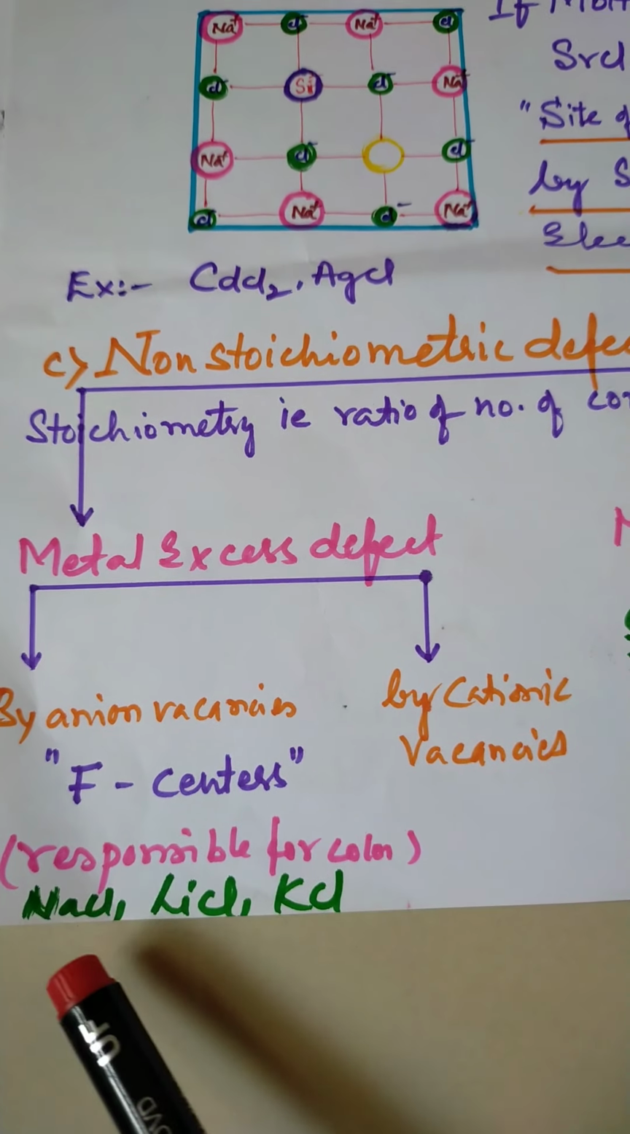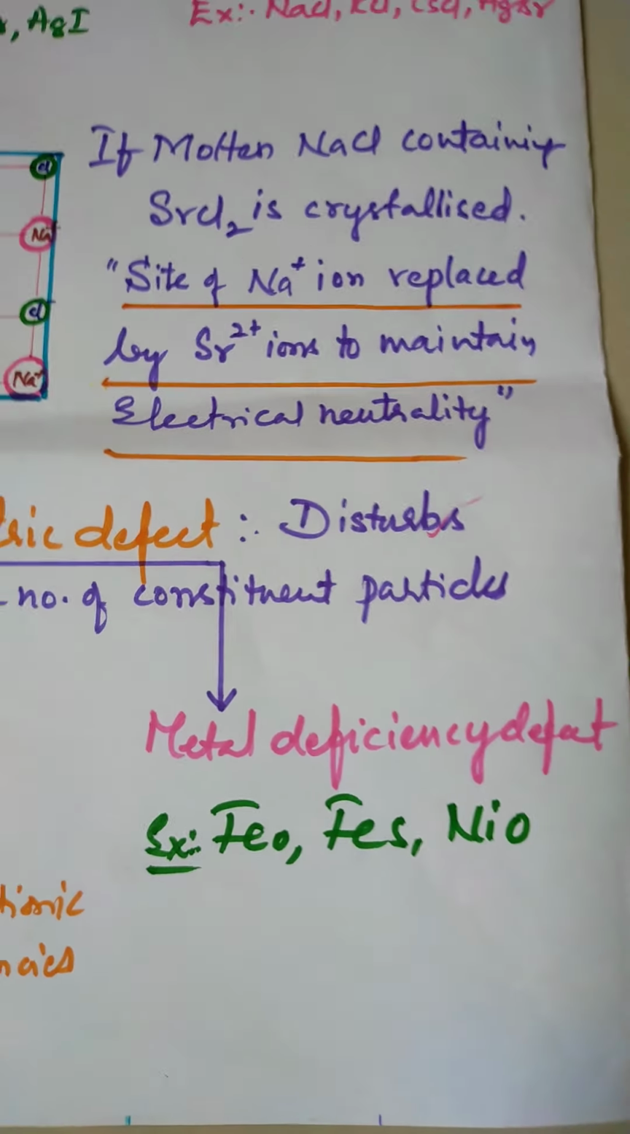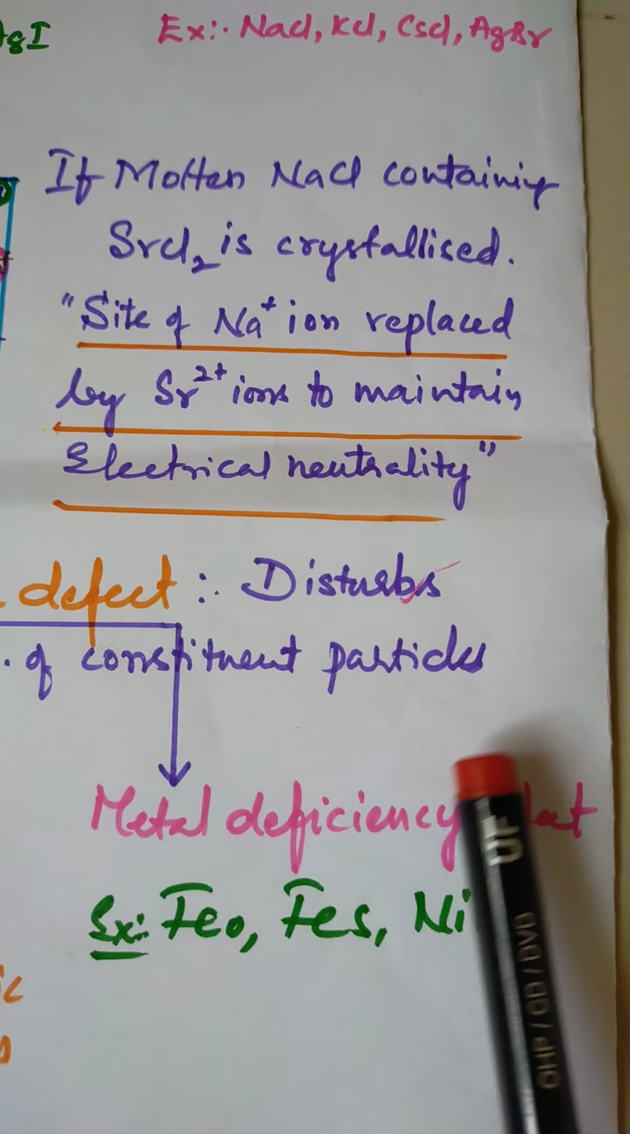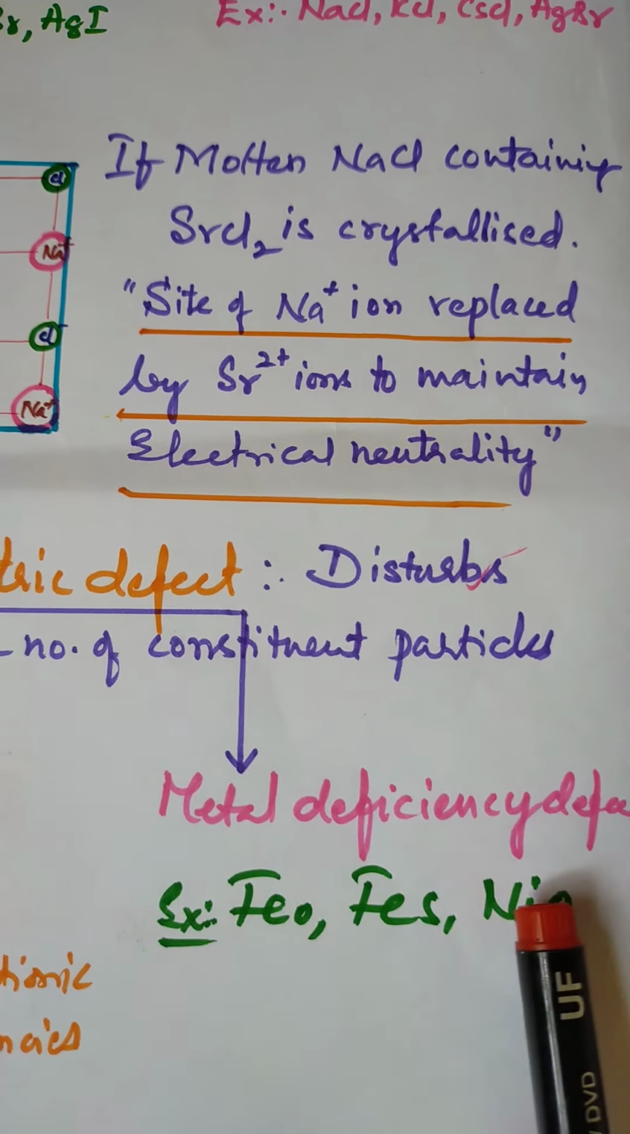It is responsible for the color in sodium chloride, lithium chloride and potassium chloride. Again you come to metal deficiency defect. If the ions are fewer, then that defect is called metal deficiency defect. Examples are iron oxide, iron sulfide and nickel oxide.